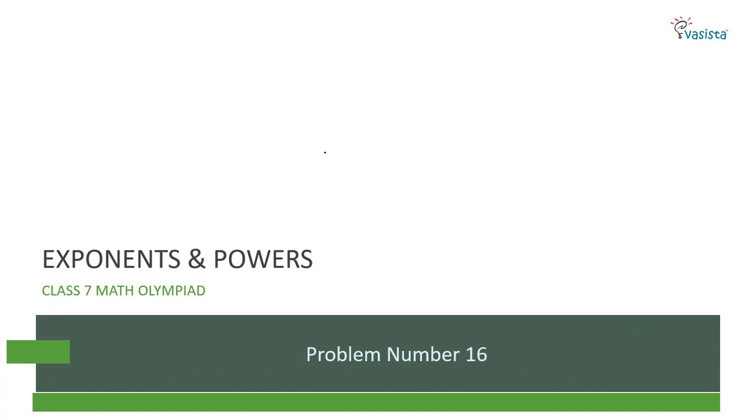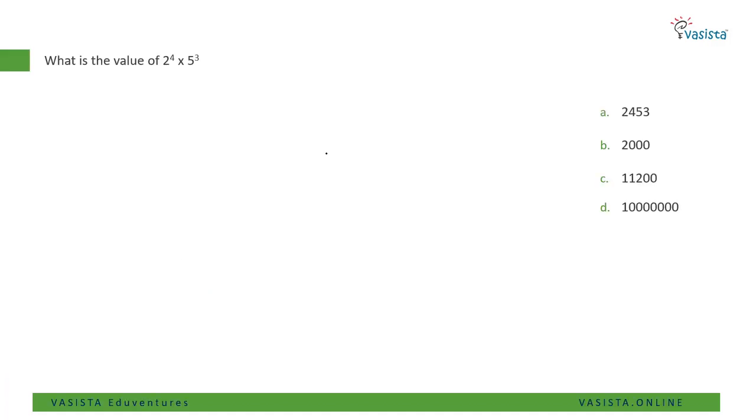This is the 16th problem. Let me solve. What is the value of 2 to the power of 4 into 5 to the power of 3? Right. So 2 to the power of 4, which we can write as 2 multiplied 4 times, that into 5 multiplied 3 times.